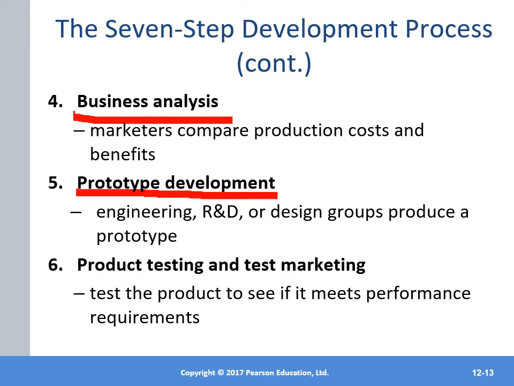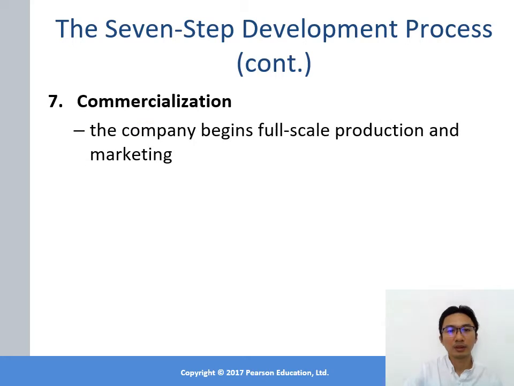Once they have produced a prototype, we go to the next step, which is product testing and test marketing. We apply lessons from the prototype. Once we have applied lessons from the prototype, the company will go into limited production. It will then test the product to see if it meets the performance requirement. The last step of our development process is called commercialization. If test marketing proves positive, the company will start full-scale production and also marketing. The product will then reach the market.